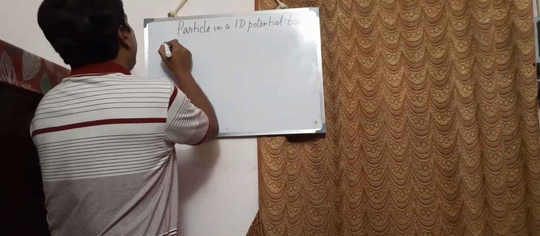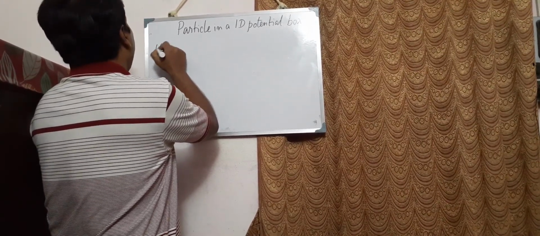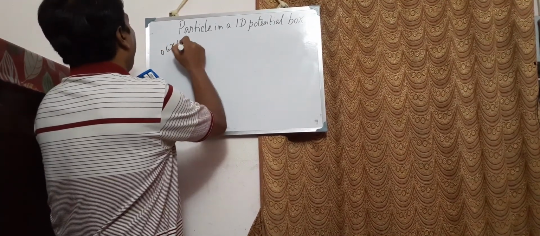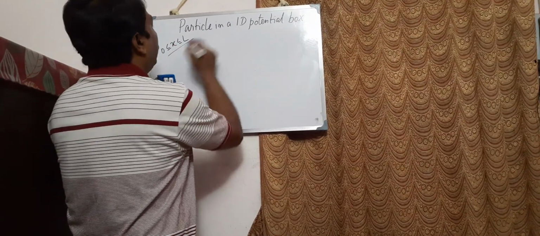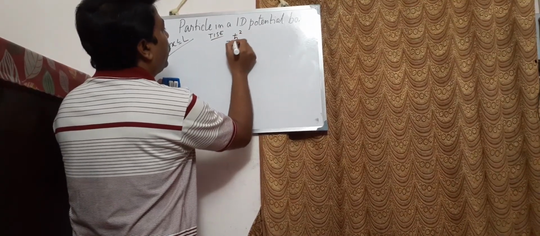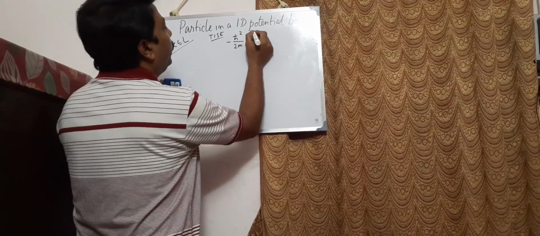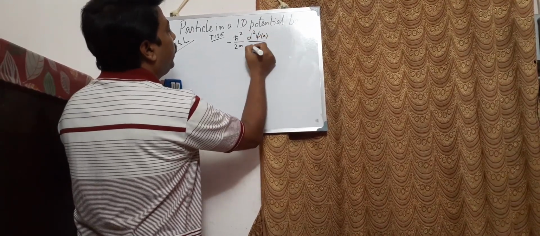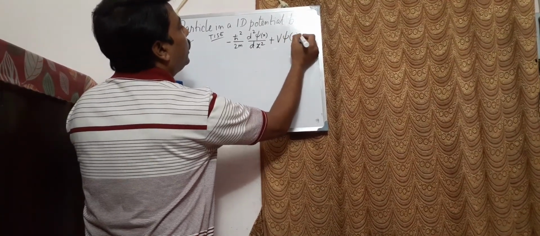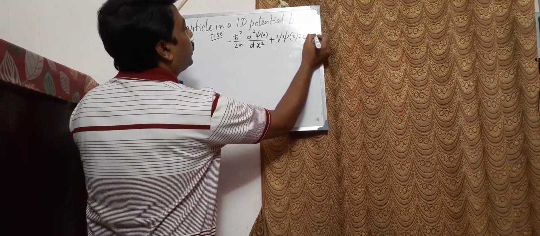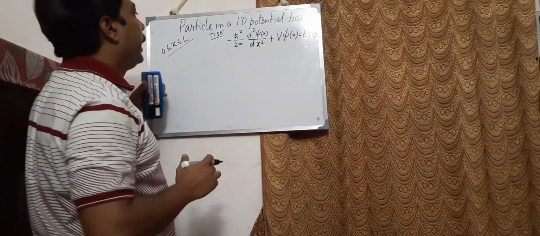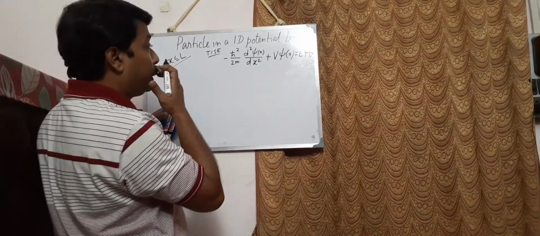So as we said, we are solving for the wave function in the range 0 to L of x, and our time independent Schrodinger equation is minus ħ² by 2m d²ψ(x)/dx² plus V into ψ(x) equal to E into ψ(x). E was our separation constant, which represents the energy. So this is our time independent Schrodinger equation.